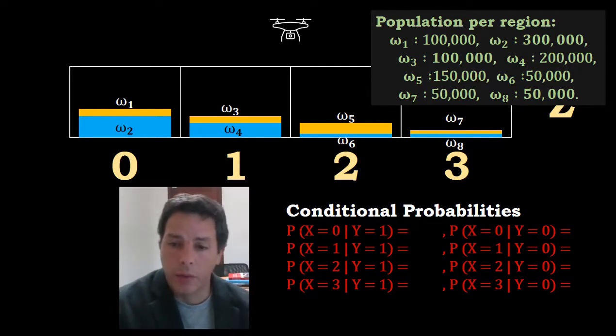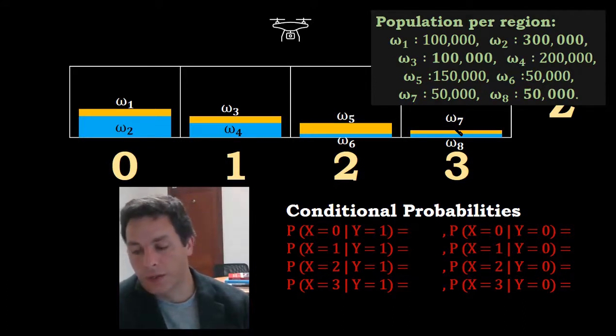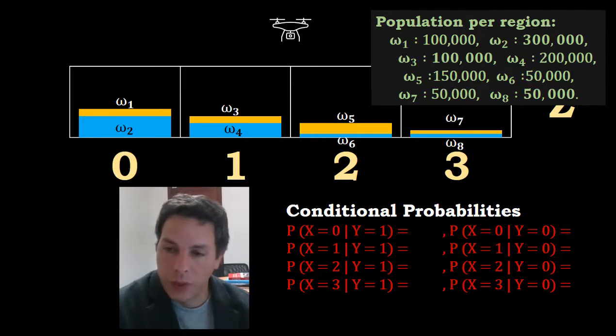Finally, the probability of x equals 3 given y equals 0. So the probability that it landed in region 3 given that we know it landed in an inland area. So that would be the probability for omega 7 over the sum of the probabilities of omega 7, omega 5, omega 3, and omega 1. So that's 0.05 over 0.4. And that is 0.125. So if we add the 4 probabilities, 0.25 plus 0.25 plus 0.375 plus 0.125, that's again 1. So if we add these 4 probabilities, they add to 1. And if we add these 4 probabilities, it adds to 1 as well.